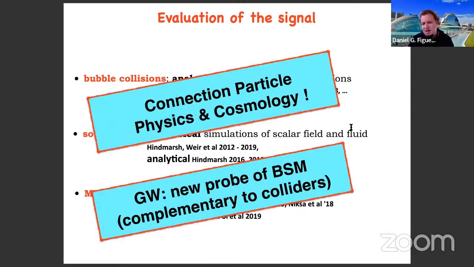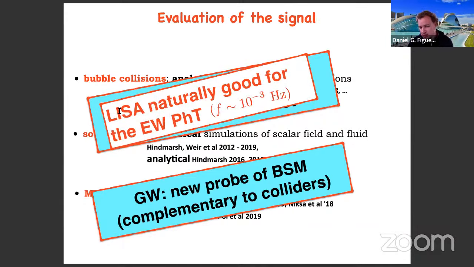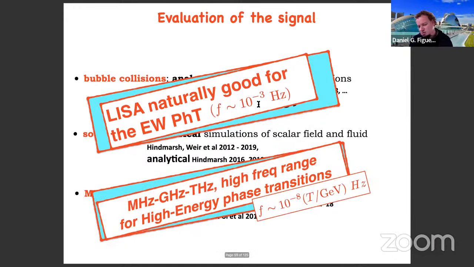It represents a direct connection between particle physics, the physics describing the phase transition based on high energy physics modeling, and cosmology. And it represents a new way to probe beyond the standard model physics in a complementary manner to colliders. In particular, LISA, the experiment LISA, once it flies, it'll be a natural detector for the electroweak phase transition in beyond the standard model scenarios, just given what is the natural frequency of LISA. Whereas in other scenarios, let's say high energy scale scenarios, the range of frequencies actually can be much higher, depending on the temperature, and we can be in the megahertz, gigahertz, terahertz, etc.